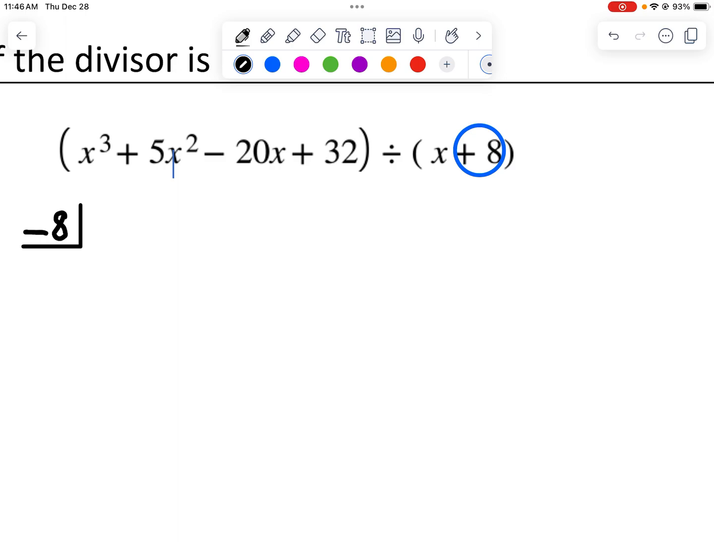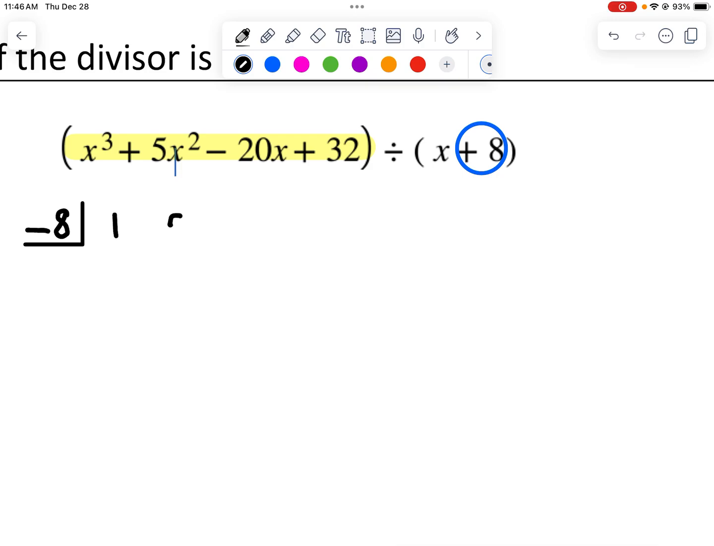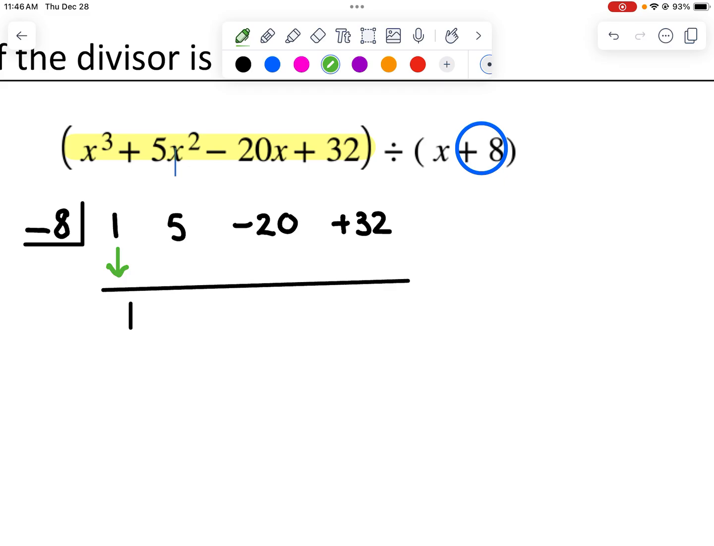Then I'm going to take the dividend and write down all the coefficients. So I'm going to write down 1 and 5 and negative 20 and 32. If you want, you can put plus 32, it doesn't matter. I'm going to leave a space, put my equals bar, and pull the first number straight down. Now I'm going to begin: multiply, add, multiply, add, multiply, add, multiply, add, until there is no more multiply, add available.